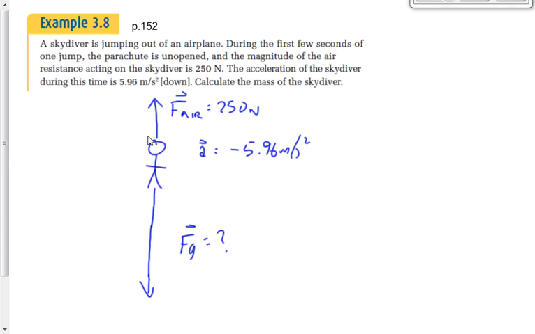So at some point, he had to slow down. At some point, the force of air resistance acting upwards on him had to be bigger than the force of gravity acting downwards on him. That's when he deployed his chute. Make sense?